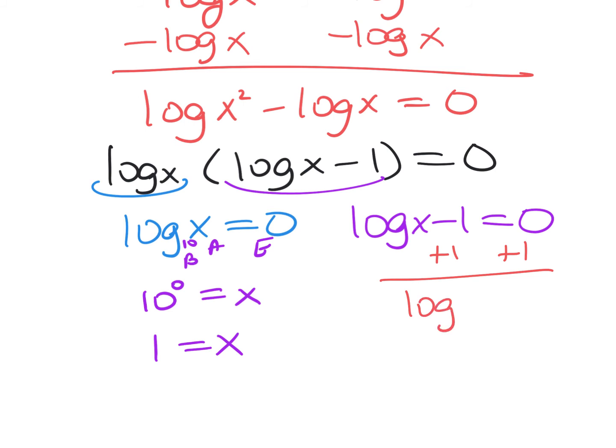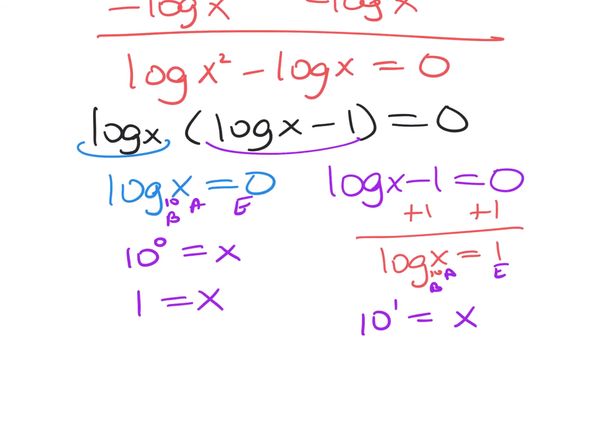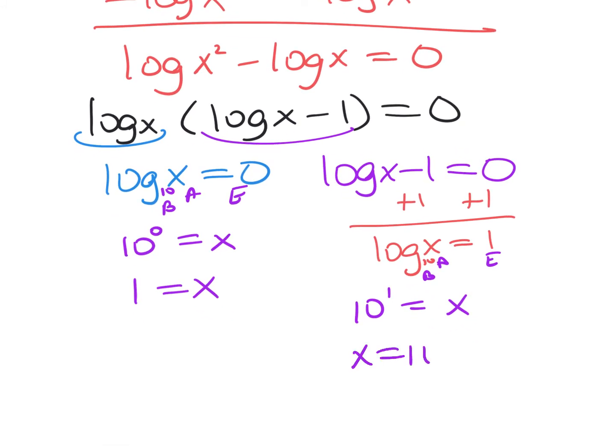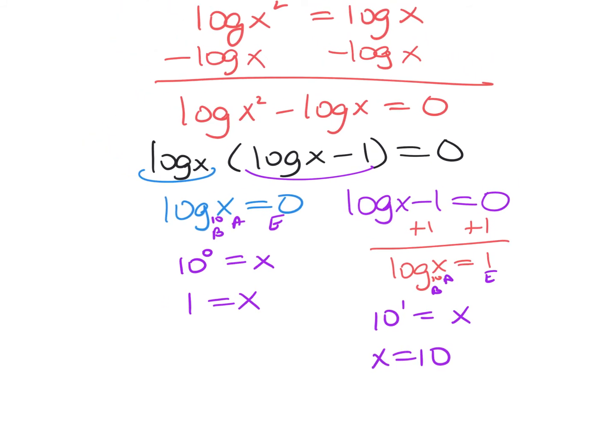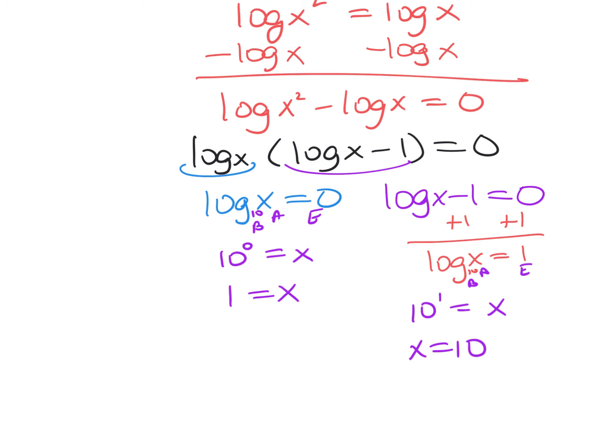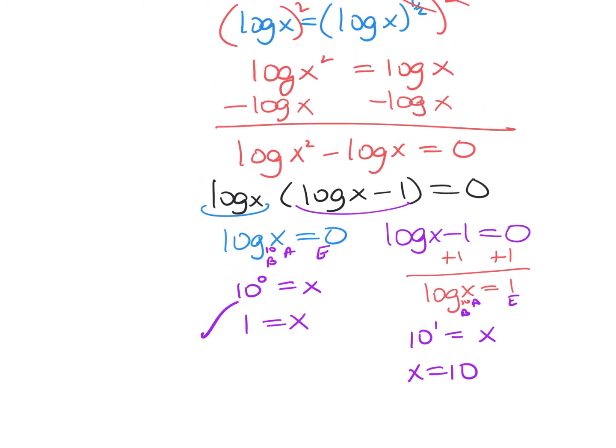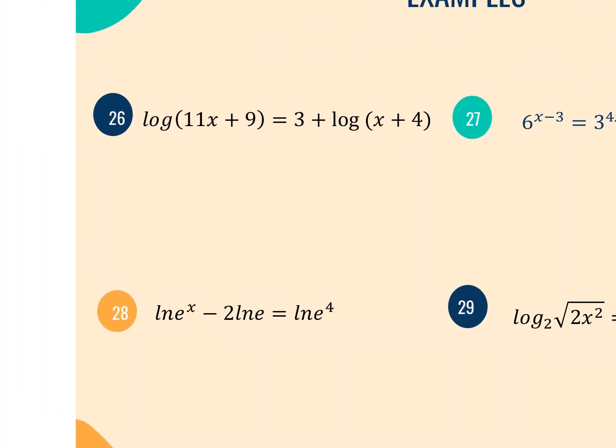Log x equals 1. And then here, assume the little base. So BAE, 10 to the 1st power equals x. So x equals 10. And again, when you go back up and check this, they're both going to work because it doesn't make anything negative. All right, next one.